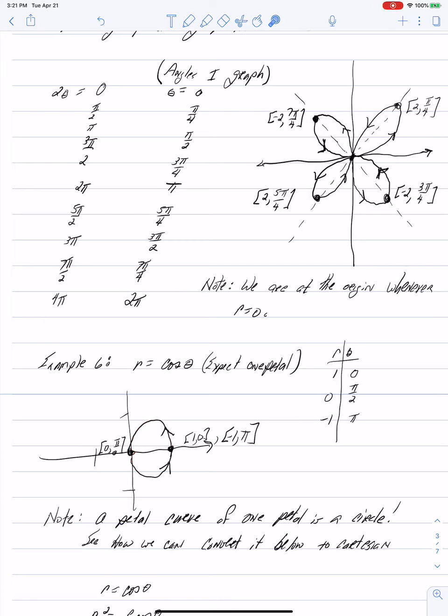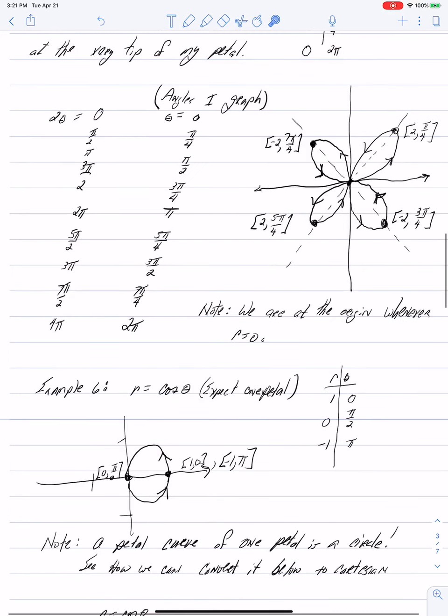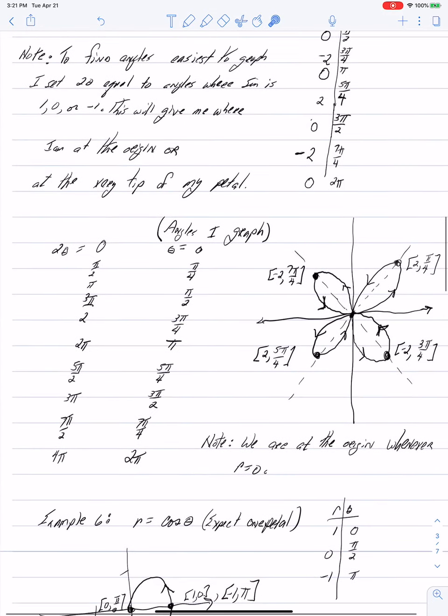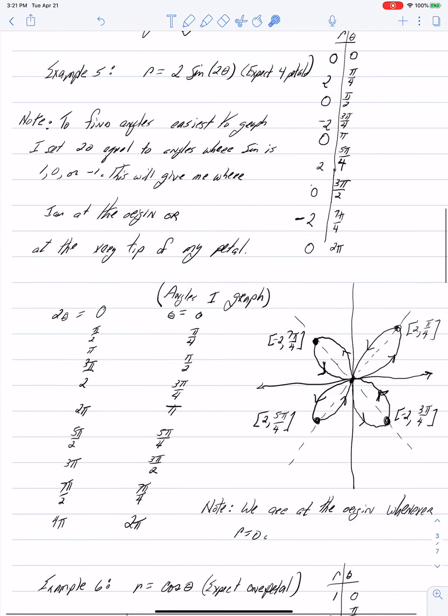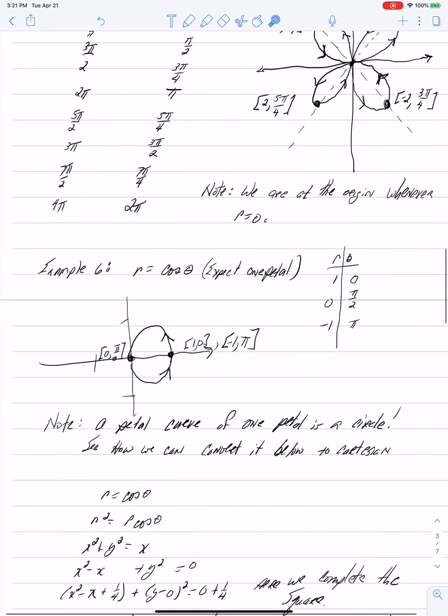By the way, notice that when n is odd, I trace out the whole curve as theta runs just from 0 to pi. Back here when n was even, I had to go from 0 to 2 pi to get the whole curve.